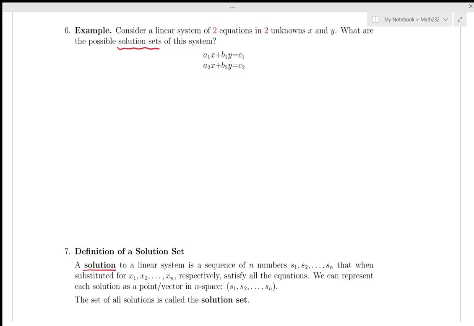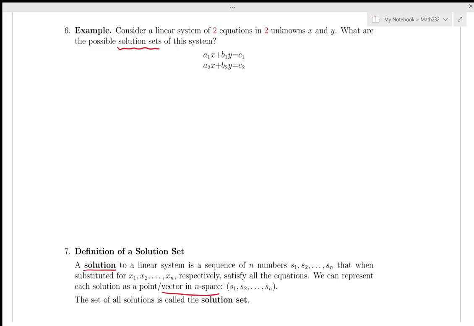So we can represent each solution as a point or a vector in n space. So this vocabulary here, just hang tough on that. We're going to retreat back to lectures in chapter 1, and we'll clarify some of this jargon for you then. But what basically we're saying is a solution is the values for the unknowns that make all of the equations true. And we call the set of all of those solutions the solution set.